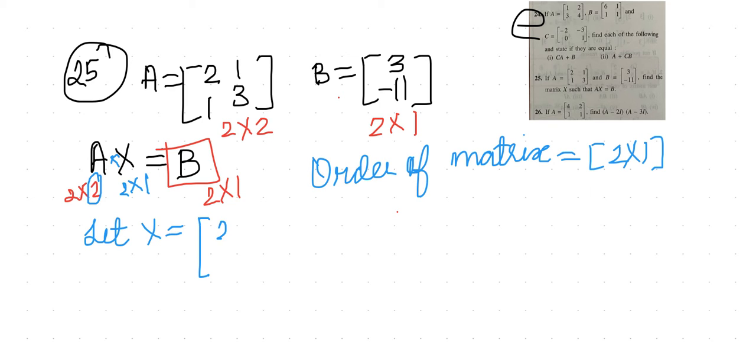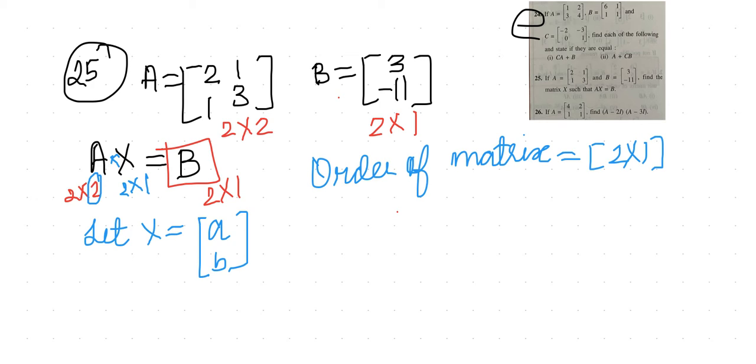Write down a and b. If you want, you can take it as x and y, or you can take it as a and b. Since A and X are already there, I'll take it as small a and b. Even though they are there, it's fine.